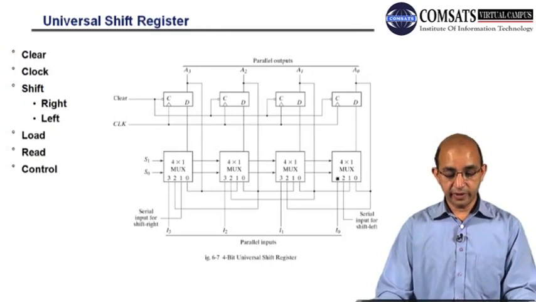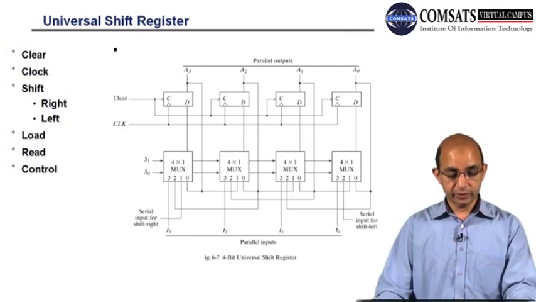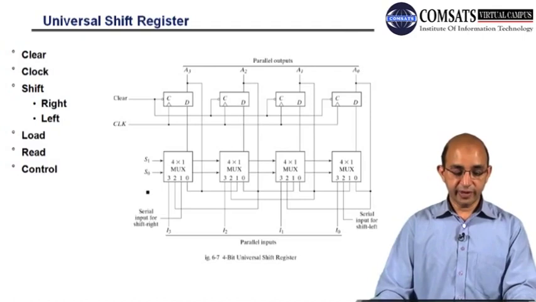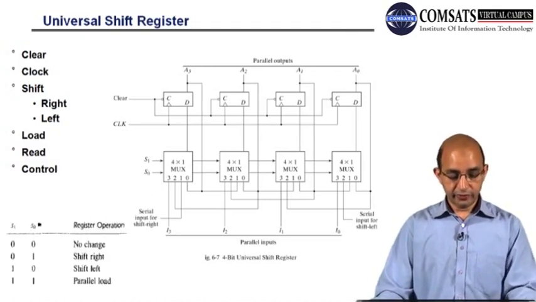So you can see that we have cascaded different multiplexers, right? So those are the multiplexers and these are the D flip-flops, right? So these are the switches S0 and S1, right? And we will see how we can perform shift left and shift right operations, right? So we can have all the operations like loading, shift left, shift right, and read, right? How, right? So we have two switches, right?